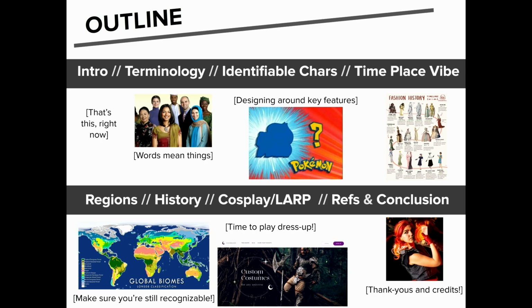So here's our outline for today. We're in the intro, that's this, right now. Terminology, words mean things. We kind of just got through that part too. We're going to talk about some identifiable characteristics and how you design a character around key features. We're also going to do a time, place, and vibe, some general, quick, common eras you see in history and culture. We'll talk about regions of the world, again, some of those run through history and significant events in human culture that really influence fashion and style, and therefore how it plays into character design.